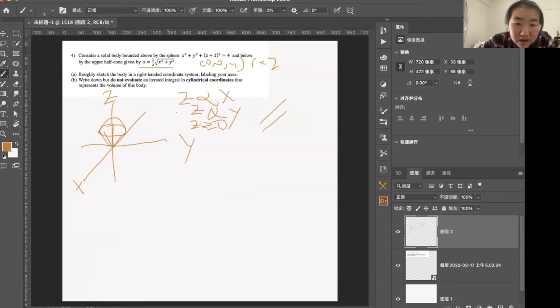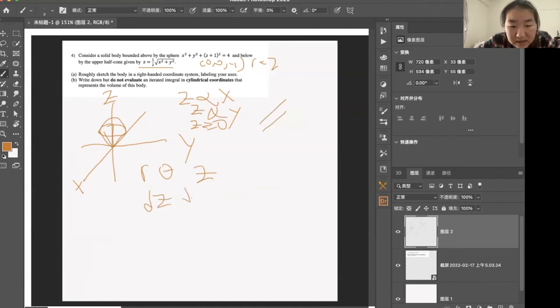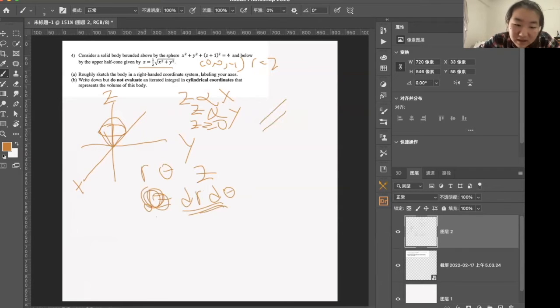Now we need to convert it into cylindrical. Cylindrical is r, theta, and z. So we will normally use dz, dr, d theta. Why? Because after we solve for z, we only have dr d theta. What does that give us? It gives us a polar coordinate, and it is in the xy plane. That's easy to see, isn't it?